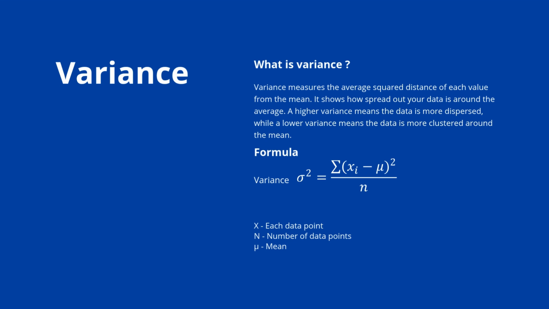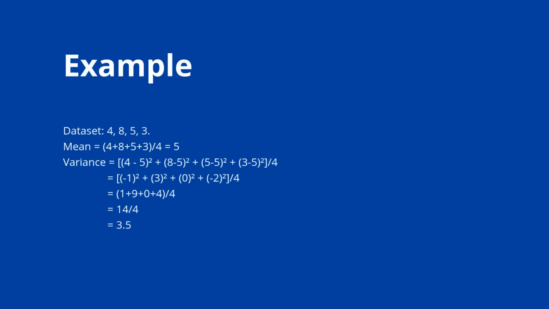Now let's see a simple example so you get a clear idea of how to calculate variance. Suppose we have a data set 4, 8, 5, 3. First, we will calculate the mean or average. If you are not aware of how to calculate a mean, you can check out our previous video. After calculating, we get a mean of 5. Now let's calculate the variance. First we subtract 4 minus 5, where 4 is a data point and 5 is our mean.